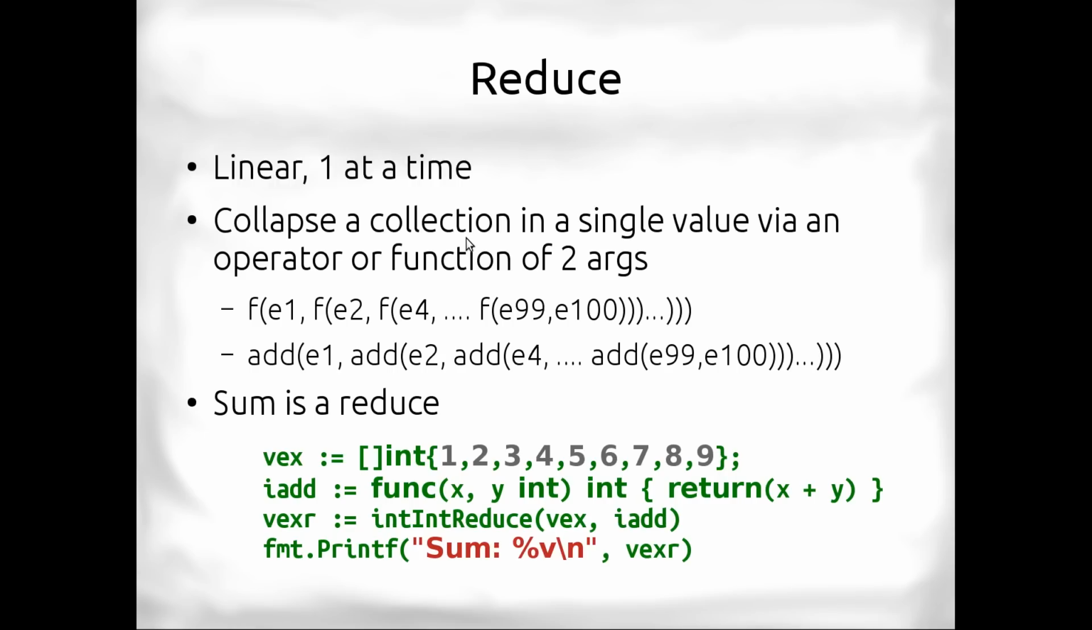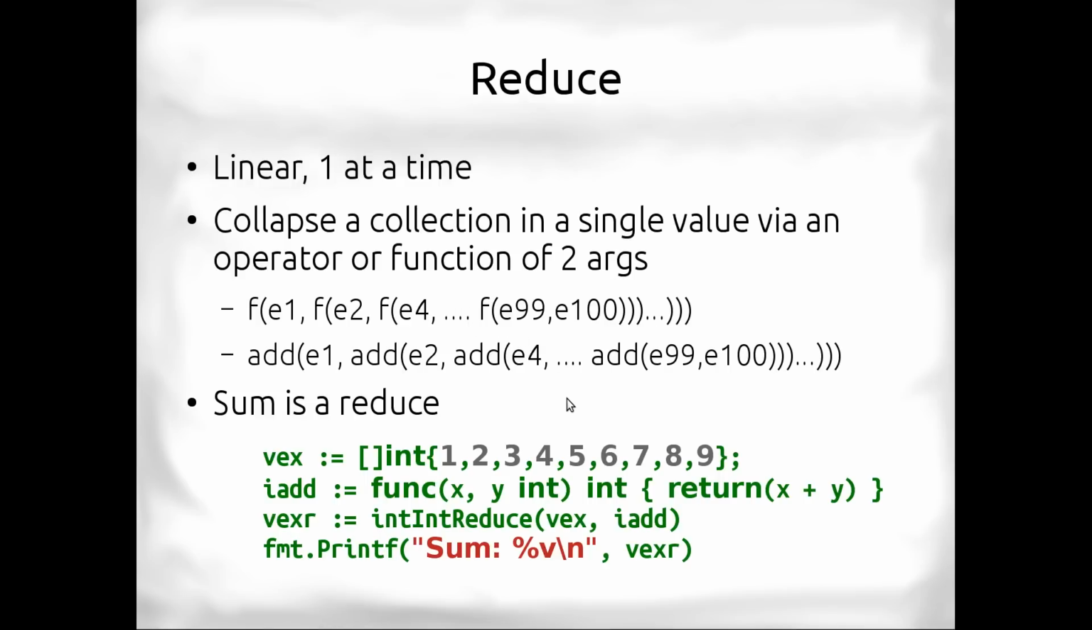Another method that's really important in functional programming and is like the sister method of map is the reduce. Reduce is linear. It's one at a time. Basically, you collapse a collection down to a single value via a function or an operator of 2 arguments. So what you do is you take either your first 2 or your last 2, you apply f to it, and you get a value, and then you apply that value to the next f and the new value. So we go f of E99 and this result.